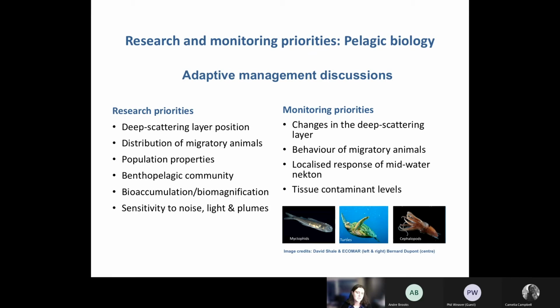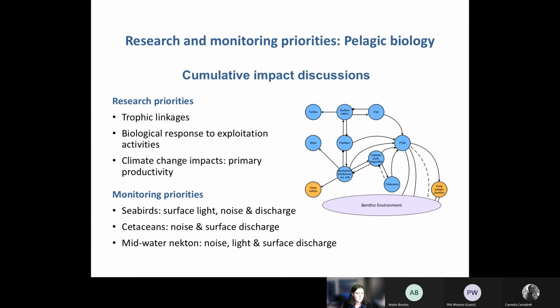And probably the largest knowledge gap in terms of research priorities is how the pelagic biota respond to noise, light and plumes and other exploitation activities, because this is largely unknown. Staying with the pelagic environment, but moving into the cumulative impact discussions that were held at Evora and also post-Evora through a follow-up working group. A number of research priorities and monitoring priorities again were identified.